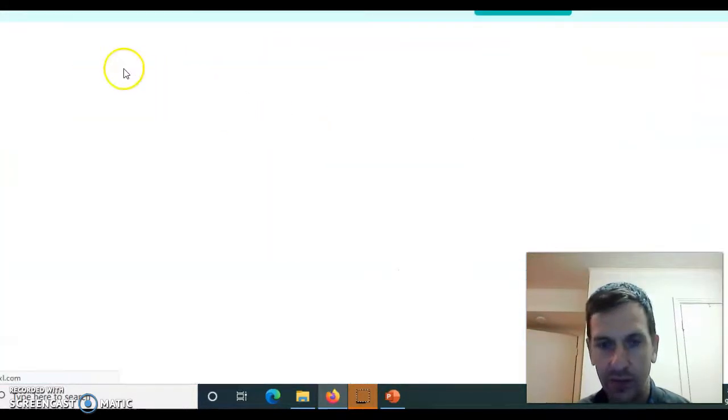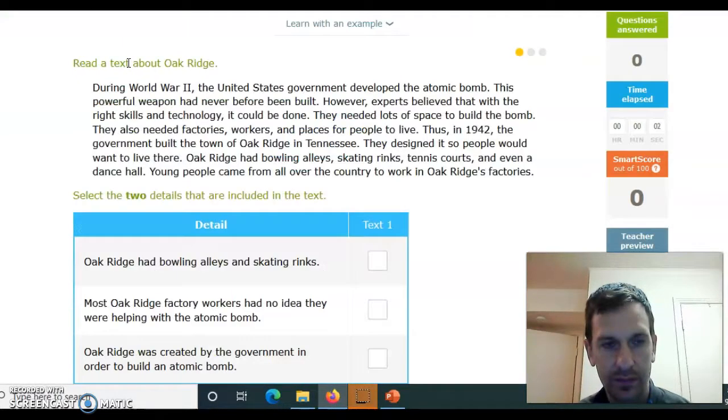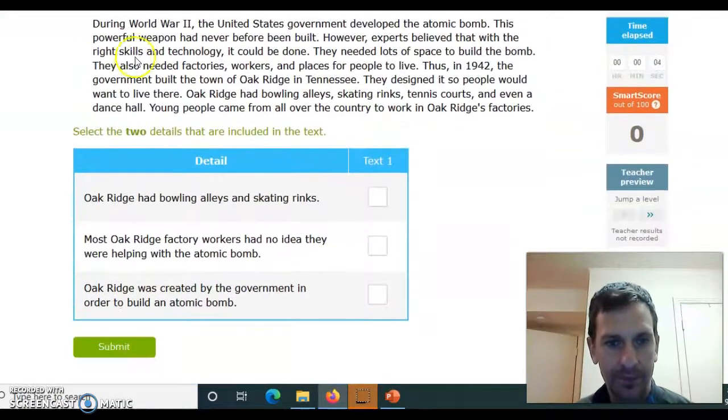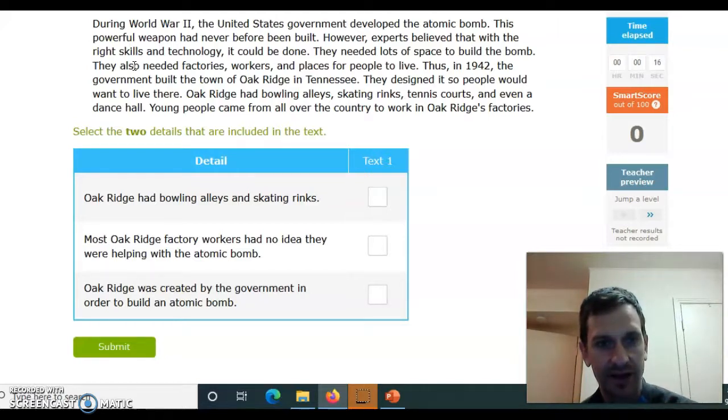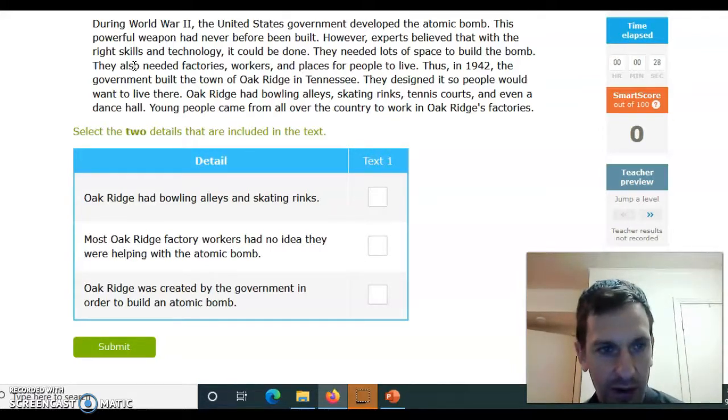And then here's one more. Comparing information. During World War II, the United States government developed the atomic bomb. This powerful weapon had never been built. However, experts believed that with the right skills and technology, it could be done. They needed lots of space to build the bomb. They also needed factories, workers, and places for people to live. Thus, in 1942, the government built the town of Oak Ridge in Tennessee. It was designed so people would want to live there. Oak Ridge had bowling alleys, skating rinks, tennis courts, and even a dance hall. Young people came from all over the country to work in Oak Ridge's factory.